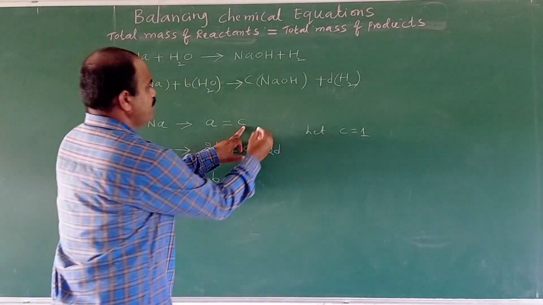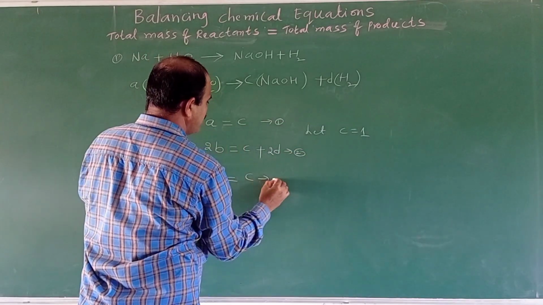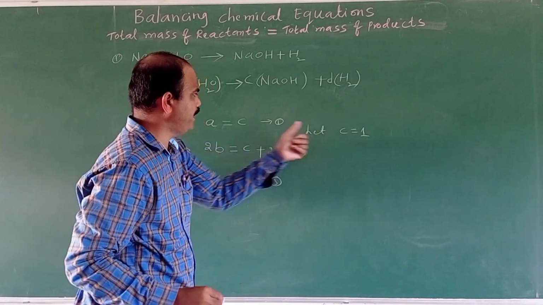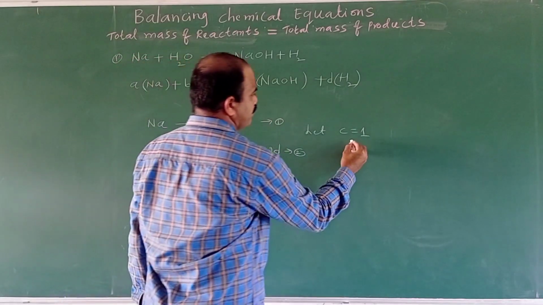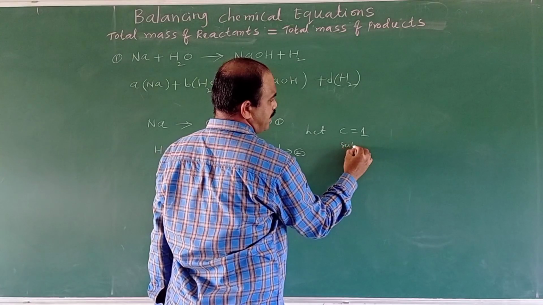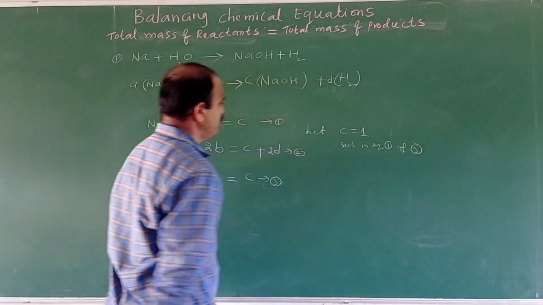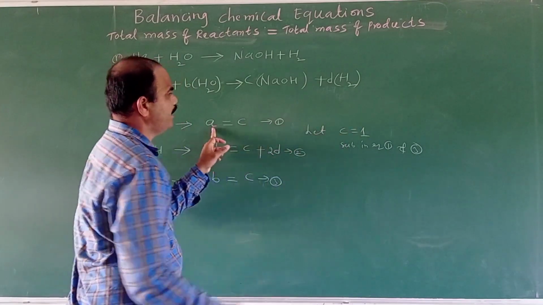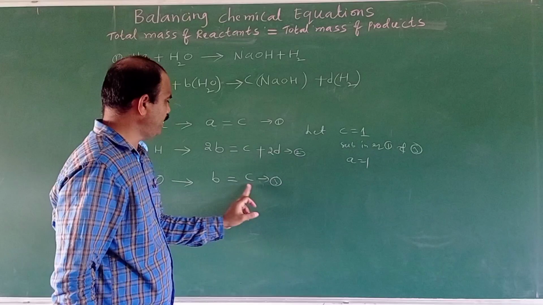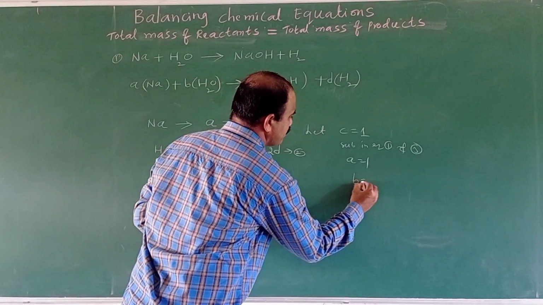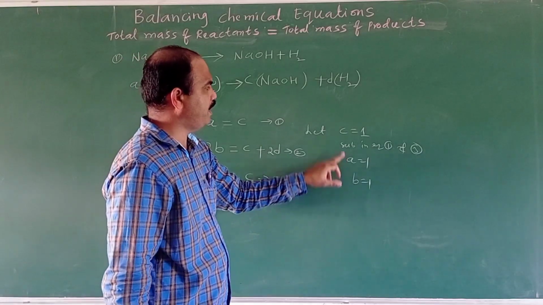this is equation 1, this is equation 2 and this is equation 3. So when C equal to 1 is substituted in equation 1 and equation 3, what do you get? C equal to 1, then A equal to 1. When C equal to 1, B is also 1. So now you get the A value, B value and C value.